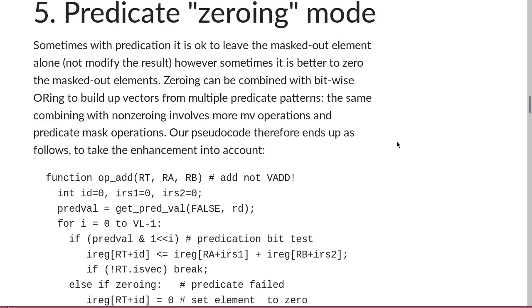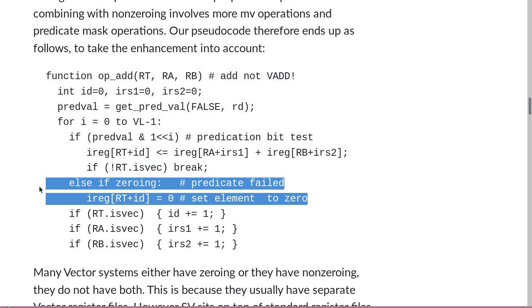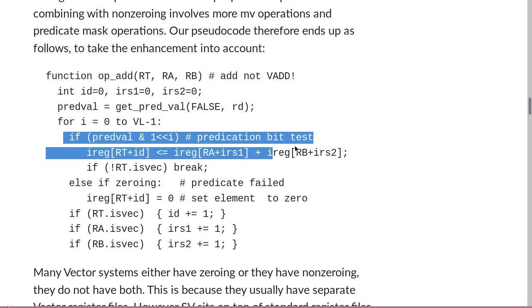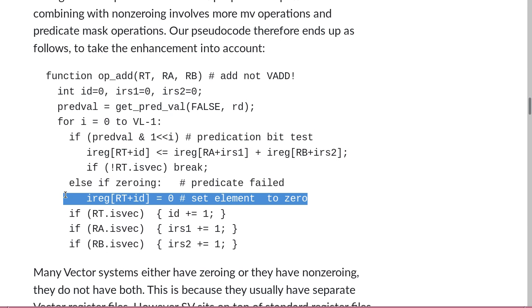Sometimes in predication you want zeroing. There are various reasons for that. So we modified the pseudocode again, going through it as an incremental step-by-step thing. You simply set a zeroing mode where, if the predicate bit failed, then rather than skip it, you zero out the destination element.